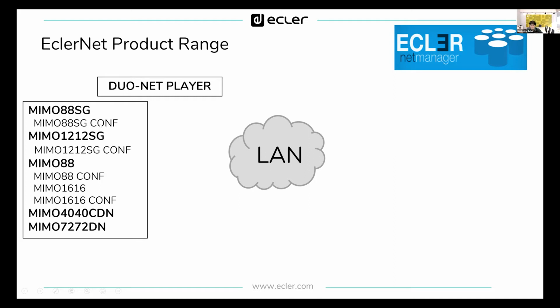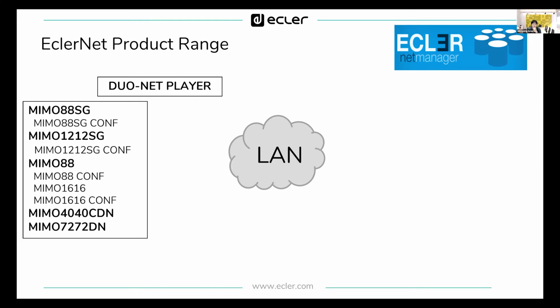We will see later on what the conference version and the regular one mean. The same for MIMO1212SG, and for MIMO88 we have a conference version, and we can also get to a MIMO1616 if you link two pieces of MIMO88 devices. You can link them together to create a matrix of 16 inputs, 16 outputs.